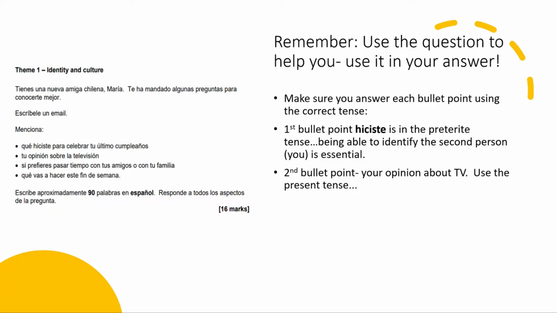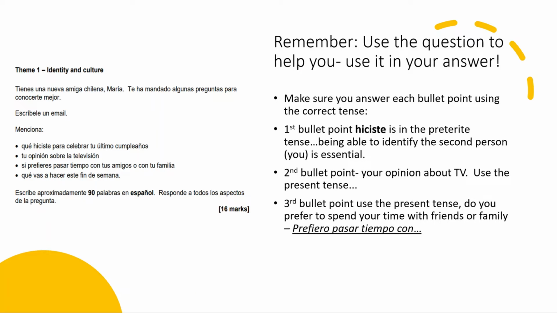It's very relaxing. Yeah? And third bullet point. So, si prefieres pasar tiempo con tus amigos o con tu familia. So, in this third bullet point, use the present tense. Do you prefer to spend your time with friends or with family? Prefiero pasar tiempo con mis amigos o con mi familia, dado que, because. And then continue with that.